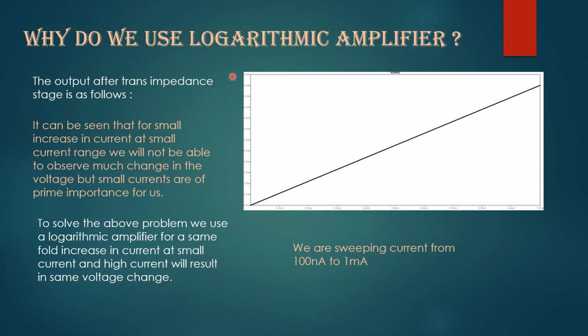Now coming to the reason why we use a logarithmic amplifier, we can observe that the output of the first stage is linearly dependent on the input current. However, this poses a problem as we only observe small differences in output voltage for small differences in input current. To solve this problem, we use a logarithmic amplifier, since it gives the same difference in output voltage for the same fold increase in input current, thus allowing us to obtain better resolution for smaller current ranges.